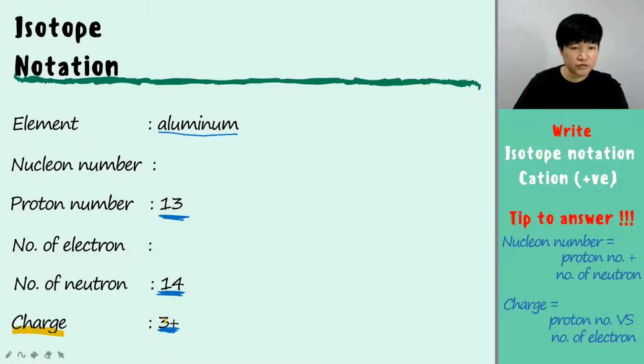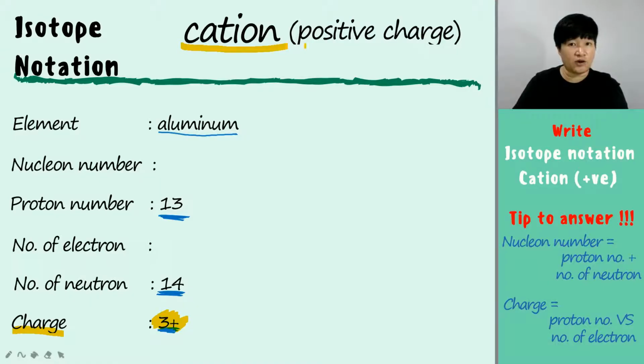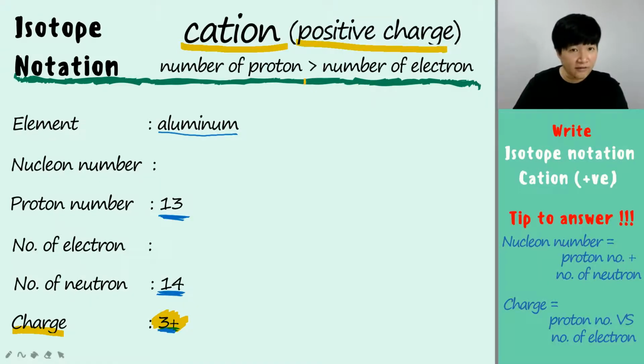Looking at the charge 3 positive, I will know this isotope notation is a cation with a positive charge, and therefore the number of protons must be larger than the number of electrons. By how much? By 3 positive. In other words, your proton number right now is 13. How much should your electron number be? If your protons right now are 13 positive, your protons need to be more than electrons by 3 positive. So the number of electrons will be 10 because 13 minus 3 equals 10.